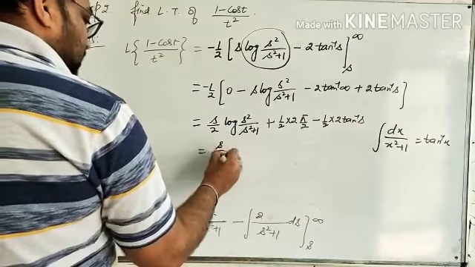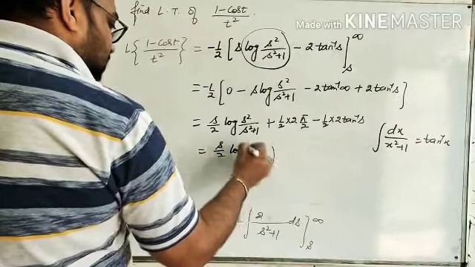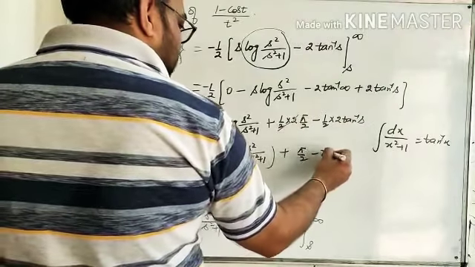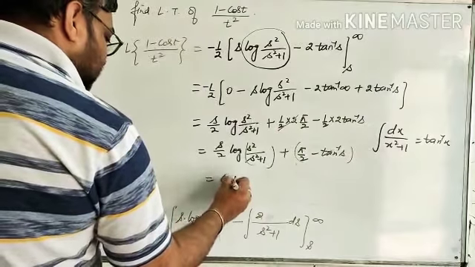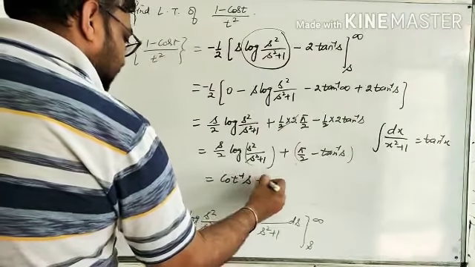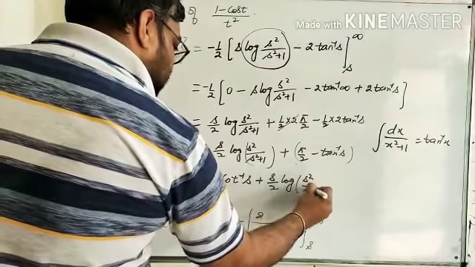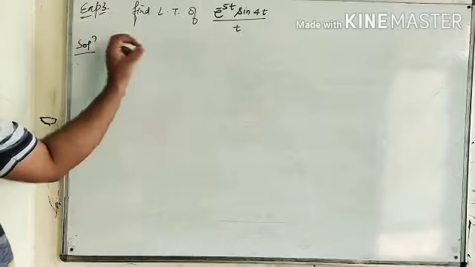So s by 2 log s square upon s square plus 1 plus pi by 2 minus tan inverse s, and the value of this pi by 2 minus tan inverse s is cot inverse s, plus s by 2 log s square upon s square plus 1. So this is the required solution. So this is example number 3.